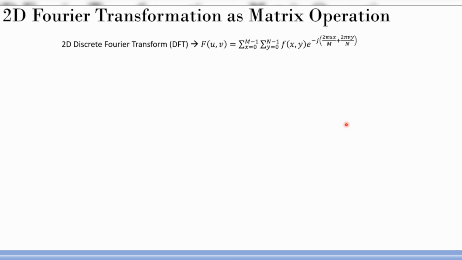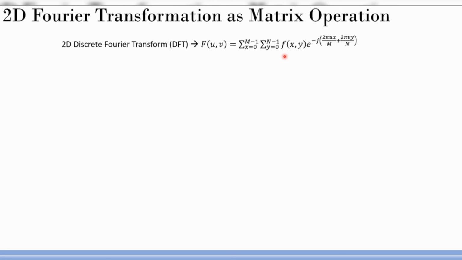Now let's actually see how in MATLAB, for example, or in Python, for example, you can calculate the Fourier transform. Of course, you have commands like FFT2 which will give you the Fourier transform directly, but you can actually put it as a matrix operation also. It's as simple as this.